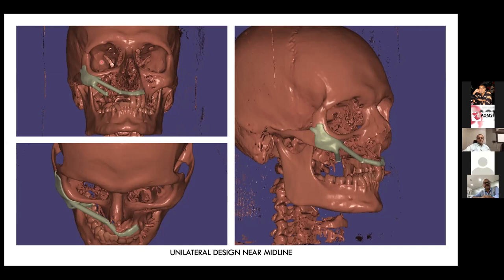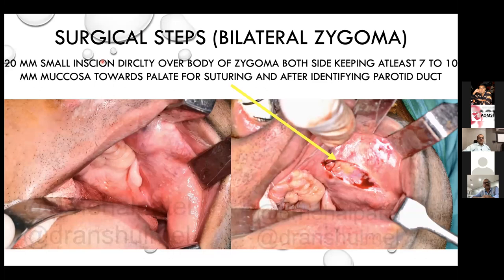So now coming to the surgical step, as you can see, when you stretch the vestibule, you have to identify the parotid duct, and your incision should be away, otherwise you may damage the parotid duct. Very small incision, maybe 1.5 to 2 centimeters, directly on the zygoma, keeping the cuff for the suturing.